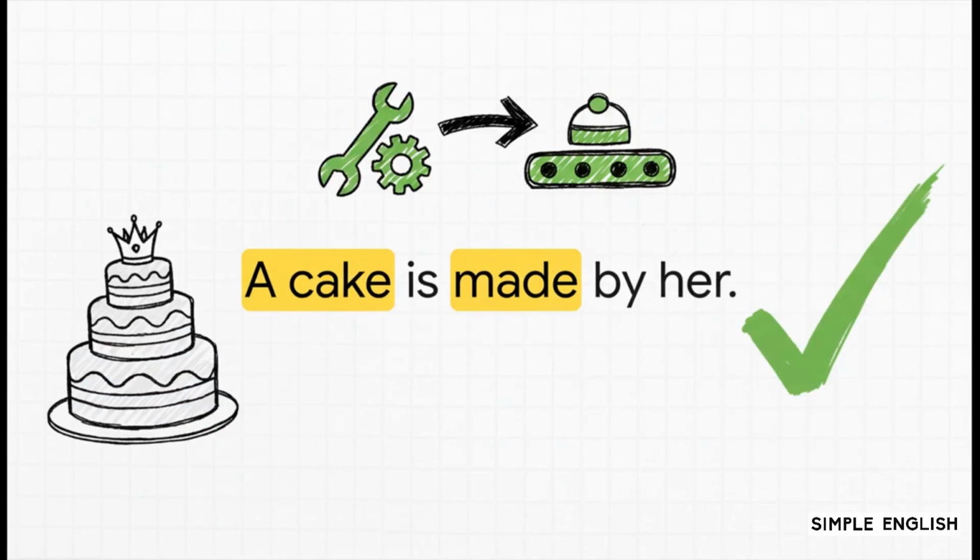All right, how'd you do? The answer is, a cake is made by her. You take a cake, make it the subject, makes becomes is made. And there you have it. If you got that, you're doing great.